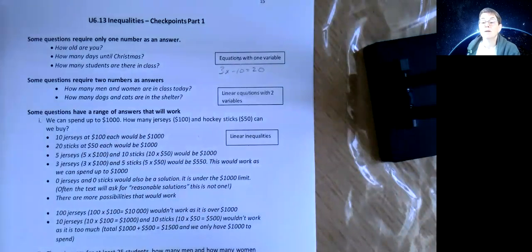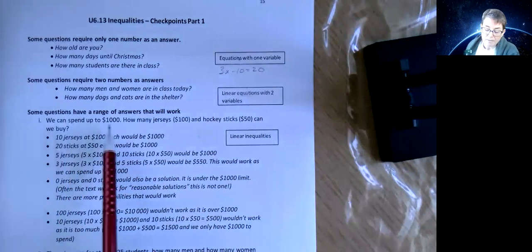But that's still not where we're going. We are dealing with linear inequalities. Big difference, which means you get this crazy range of answers. That's a possibility.